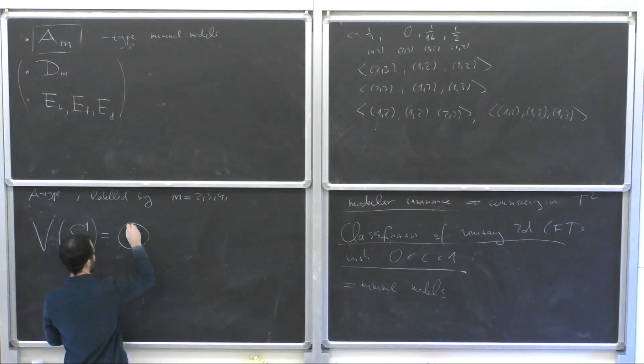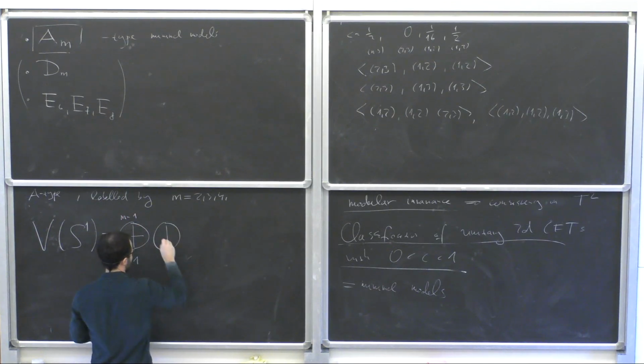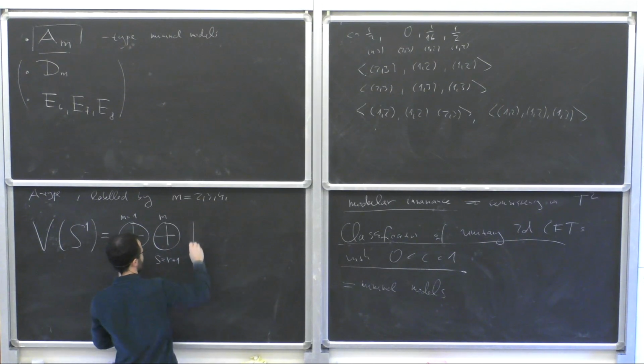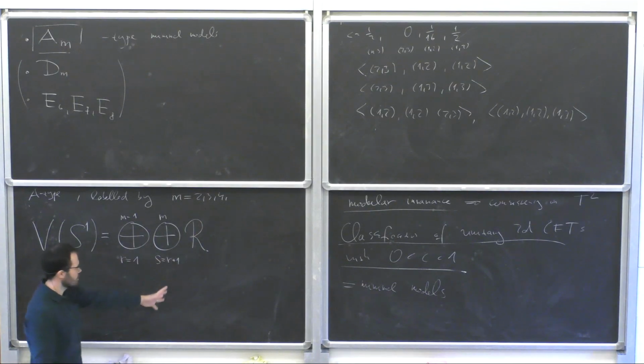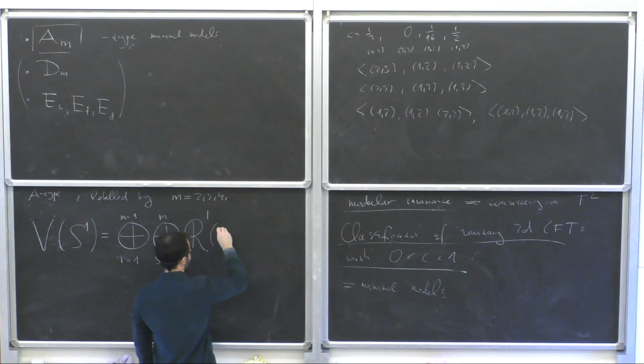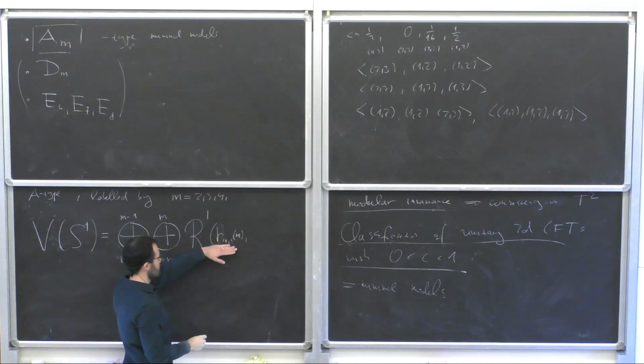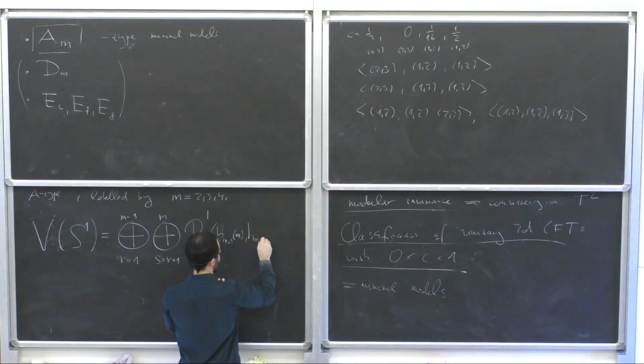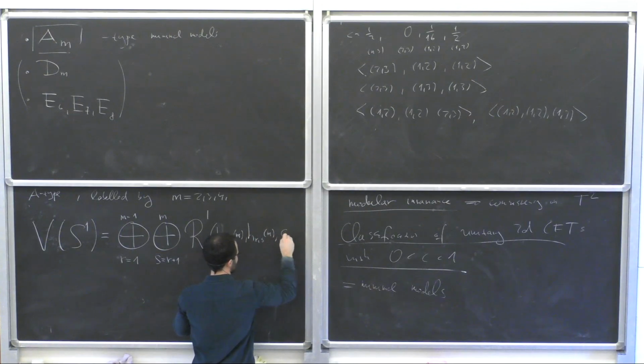So it's a direct sum where R goes from 1 to M minus 1, S goes from R plus 1 to M. And we have the representation of two copies of Virasoro algebra from which we have removed all of the null vectors. And on the left, we have the same H as on the right. And the central charge is the central charge C_M.